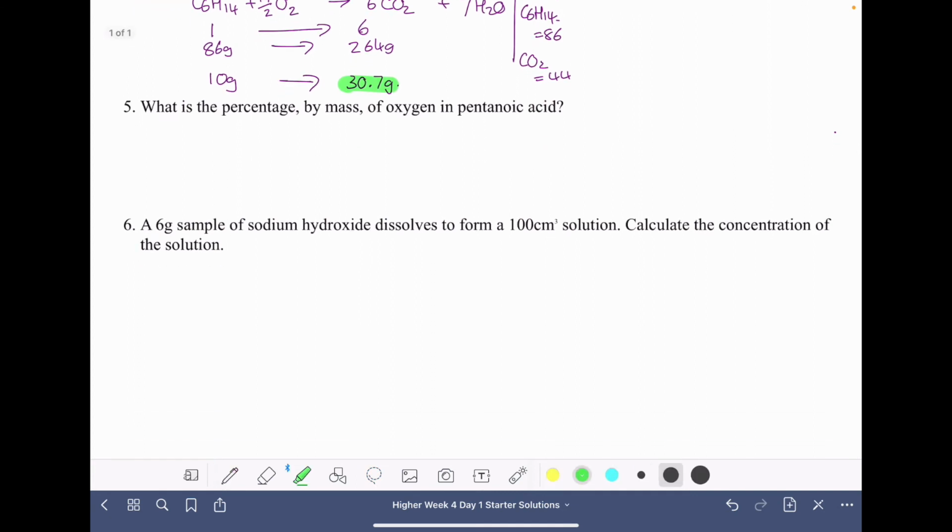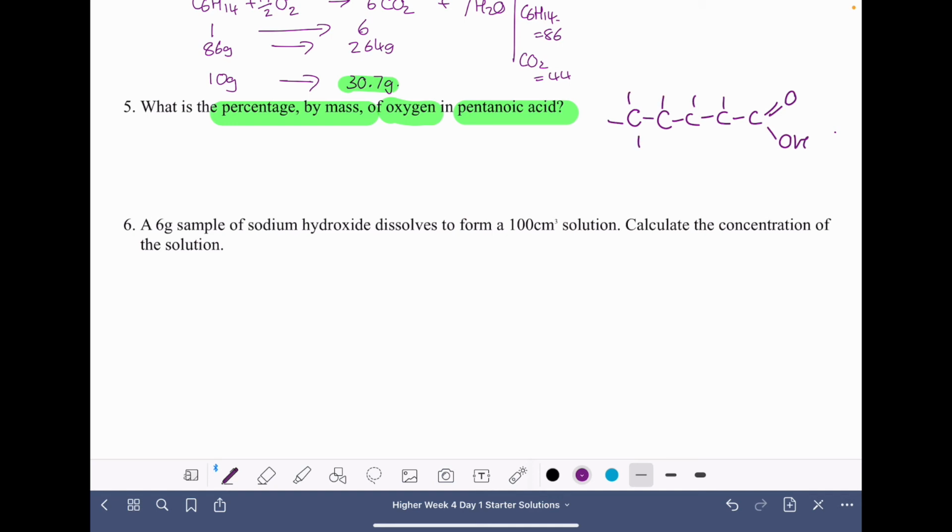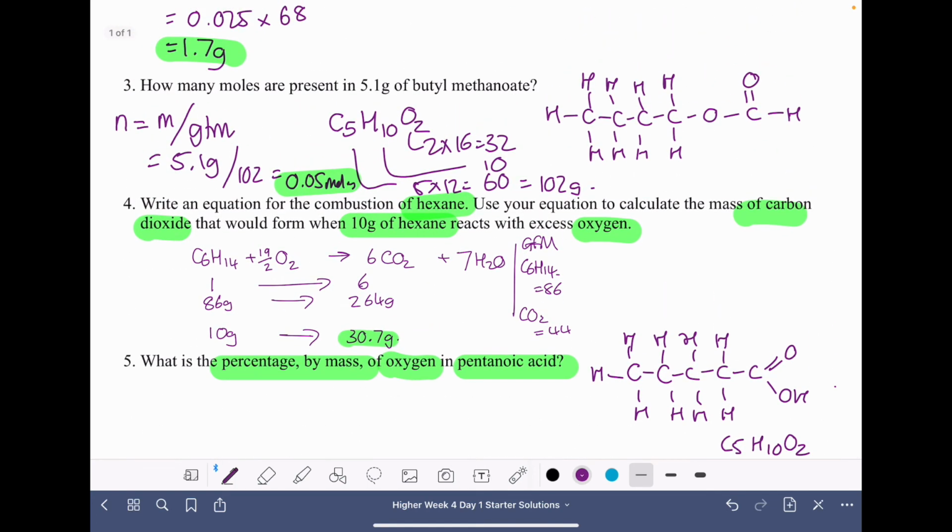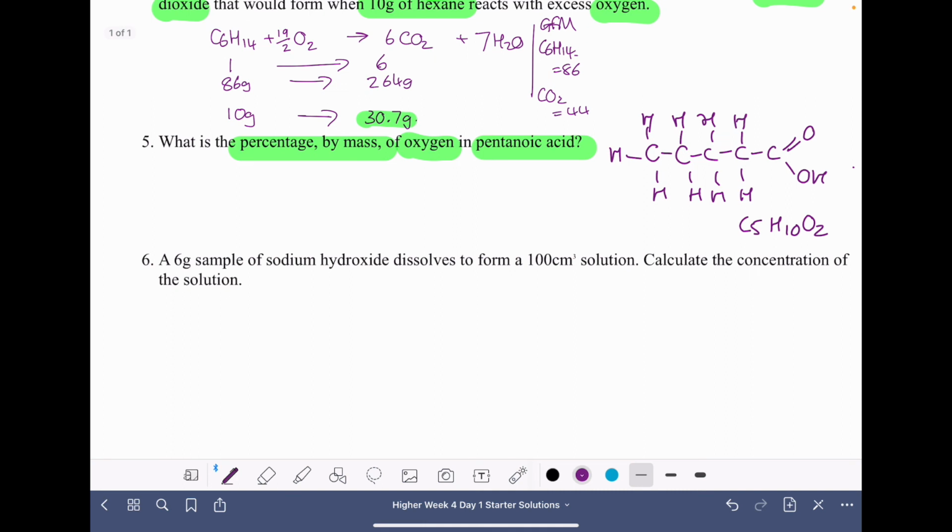In this question, we're asked what is the percentage by mass of oxygen in pentanoic acid? So pentanoic acid looks like this. We've got 1, 2, 3, 4, 5 carbons, and then the final carbon is part of a carboxyl group. So the formula is going to be C5H10O2, the molecular formula. And in fact, it's the same as the one that we had for butyl methanoate, so it's going to be 102 grams.